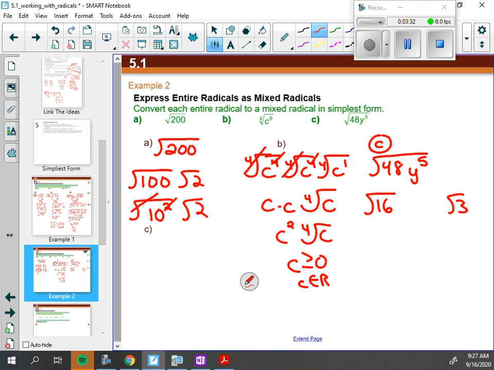So 16 times 3. Y to the 5, what do I want for group sizes? I want y to the 2 because this has an index of 2, I just don't see it. So I have a square root of y squared, I have another square root of y squared, and then I still have 1 left over y. So the square root of 16 becomes a 4. Square root of y squared, square root of y squared, those cancel, so you just have y times y, which is y squared. And then these guys, you can combine them back together if that's all that's left, and they go underneath as the square root of 3y.